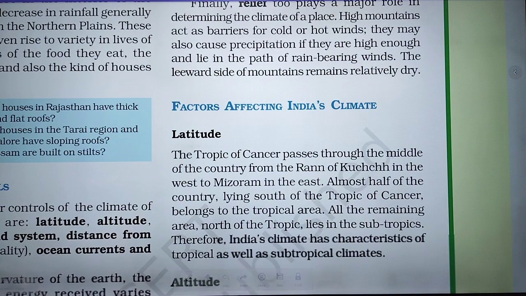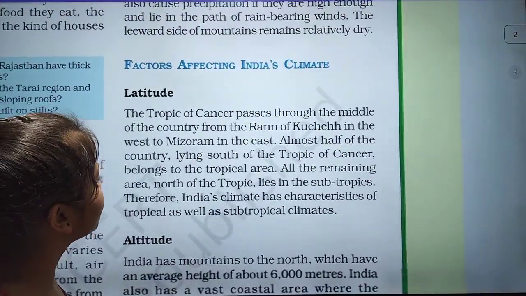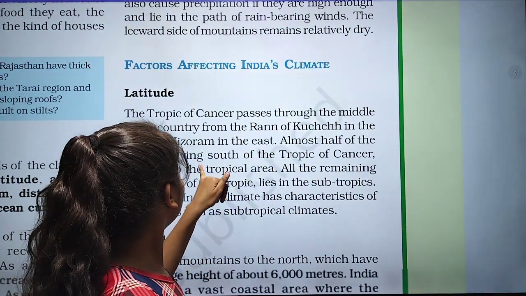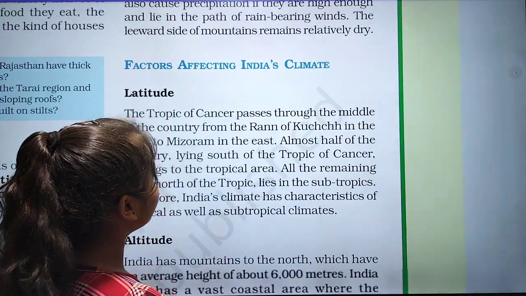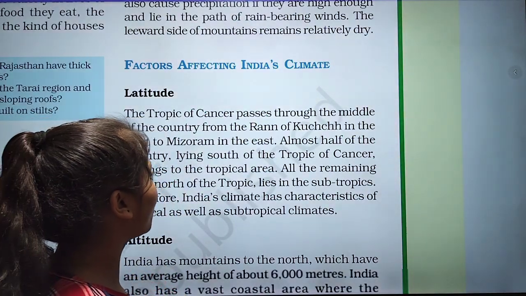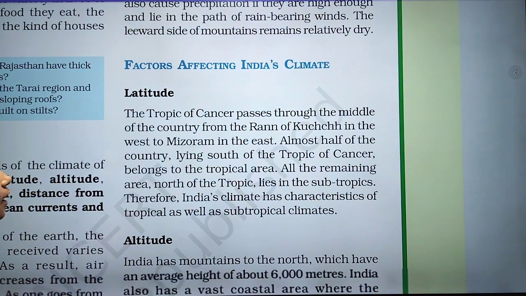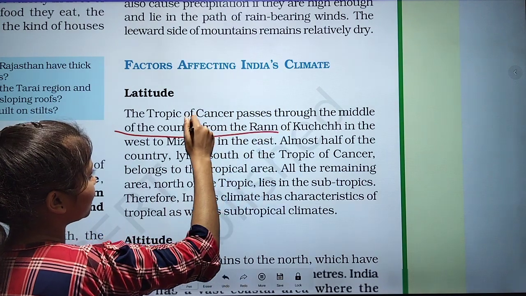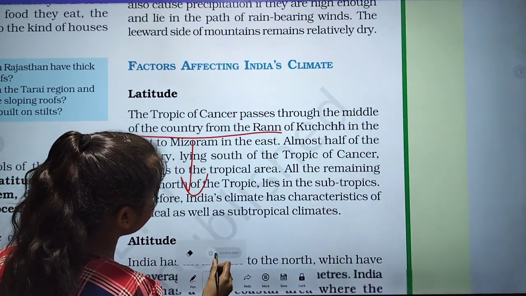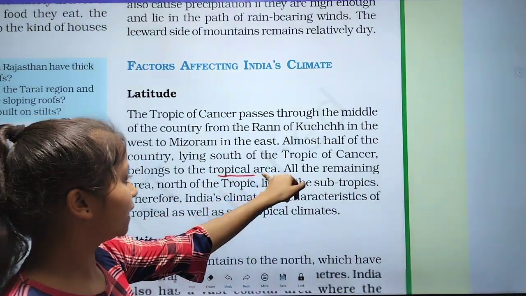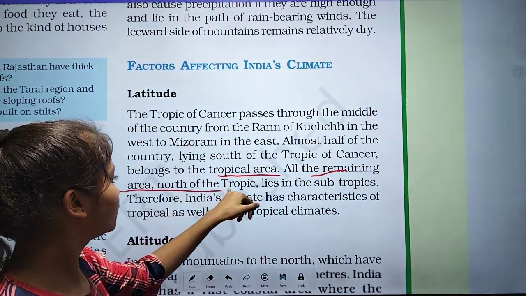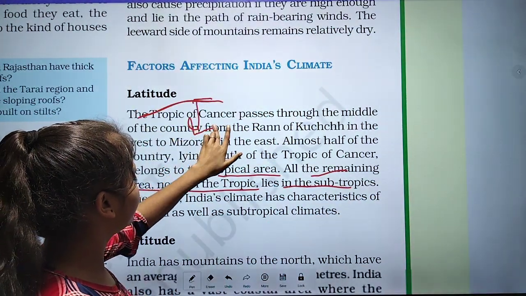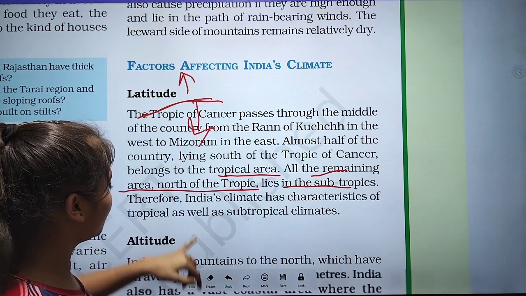The position is given where the Tropic of Cancer is located, from the Rann of Kutch, it means from Gujarat, to Mizoram. Okay, so next, almost half of the country lying south of the Tropic of Cancer belongs to the tropical area. Suppose this one is the Tropic of Cancer, and below the Cancer, the place is called tropical area. All the remaining area north of the tropic lies in the subtropics. It means south is called tropical area and north is called subtropical.